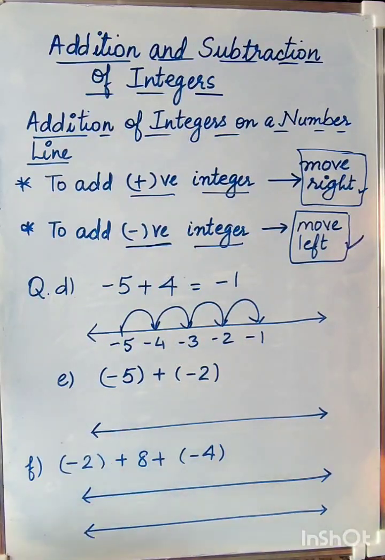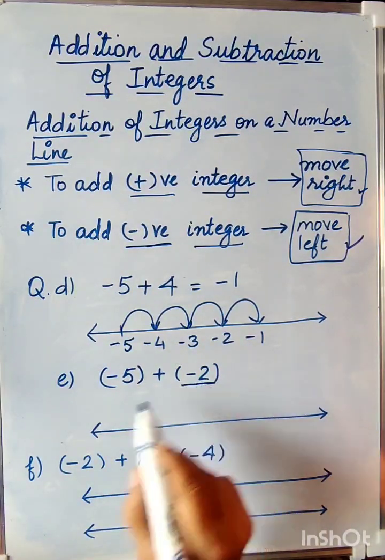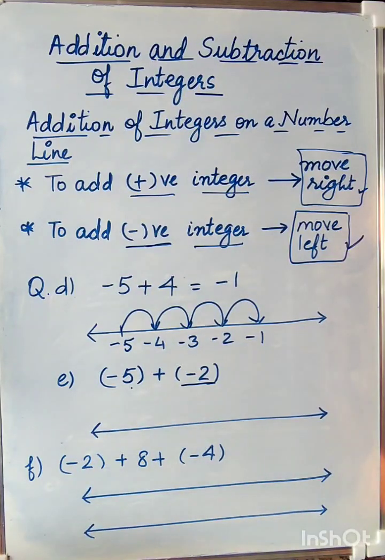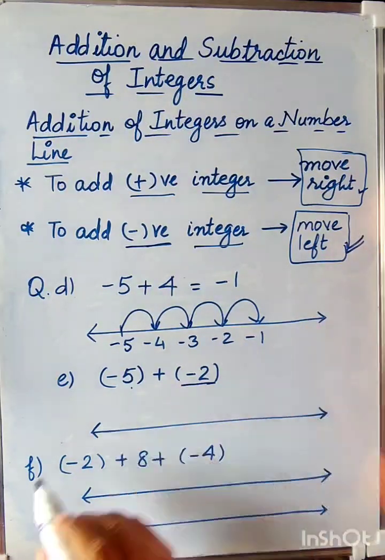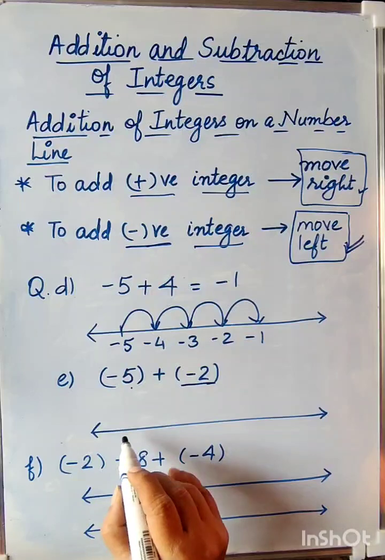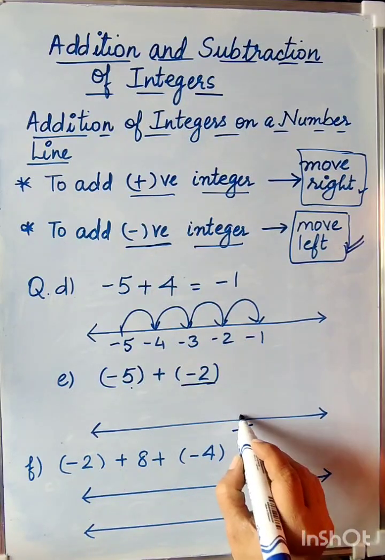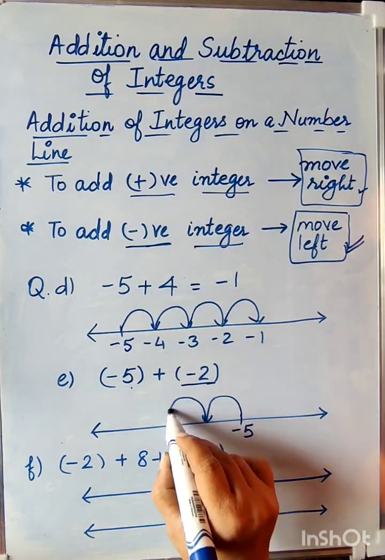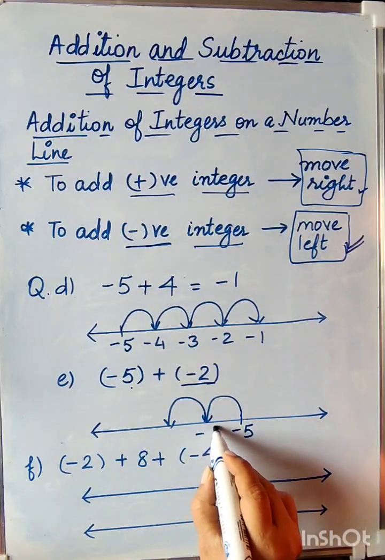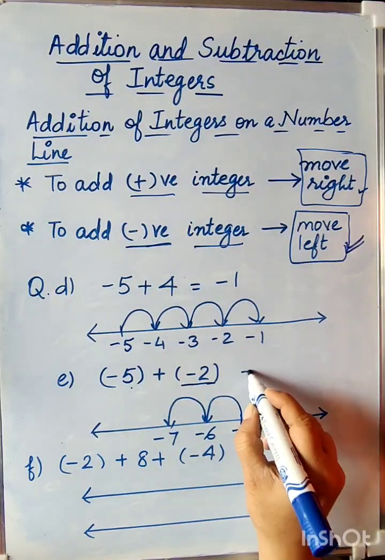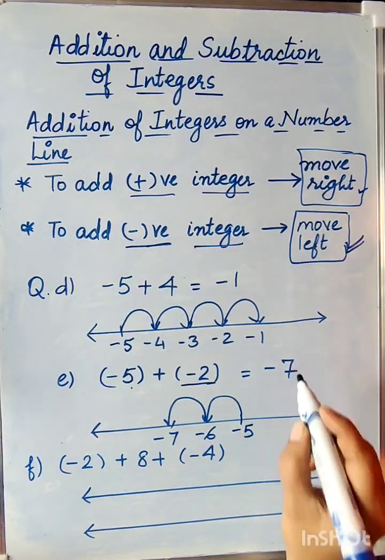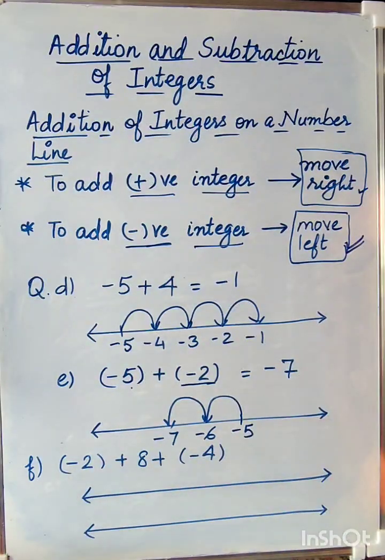Now in the E part we have to add a negative integer to minus 5. Therefore, we will move left 2 steps. That means from minus 5 we will reach the opposite side 2 steps. So this will be minus 6, minus 7. So your answer will be minus 7 on the number line.